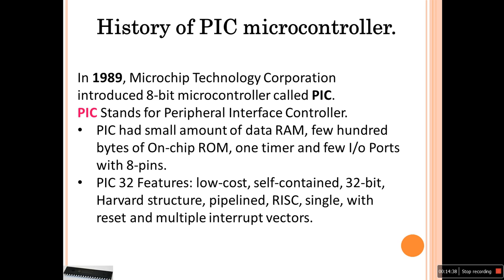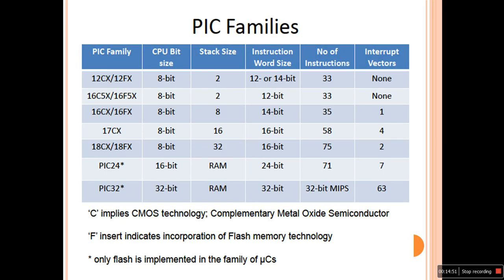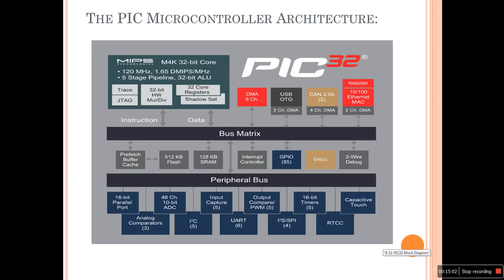We talk about PIC32 features. It is low-cost and self-contained. It has everything in it that is required: 32-bit Harvard architecture, pipelined, RISC, a single reset and multiple interrupt sources. Here you can see the PIC family starting from 8-bit all the way to 32-bit microcontrollers. This is the overall picture of the PIC microcontroller. This concludes our introduction to embedded systems and microcontrollers, and we have introduced the PIC32 microcontroller.